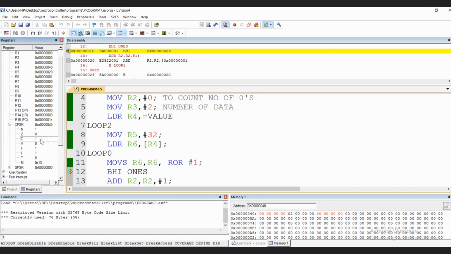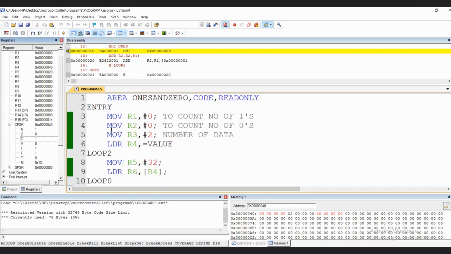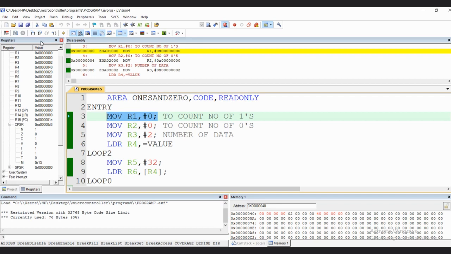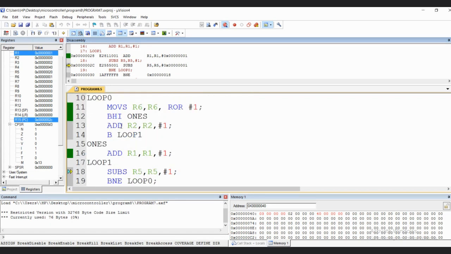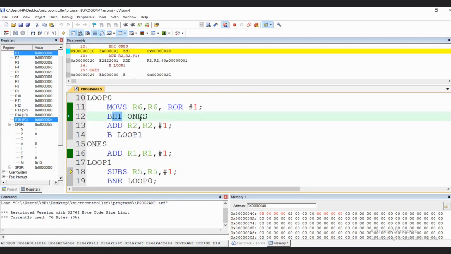See, carry flag is equal to 1, therefore which register has to be increased? R1 has to be increased. Observe, R1 has increased by 1, because the carry flag was high. So here the carry flag was high, it will go to the label ones. Here R1 is incremented by 1.